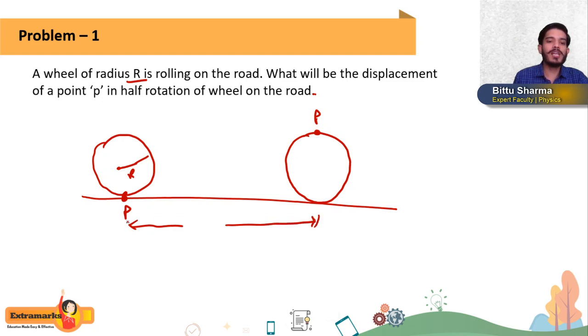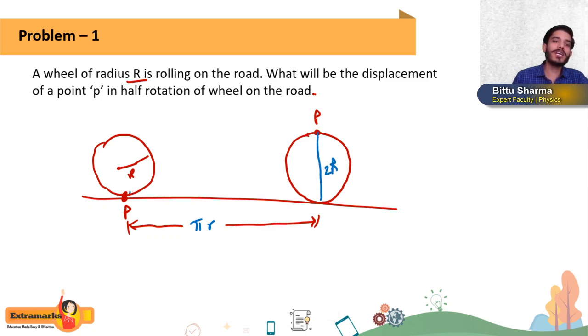Students, if the wheel is just completing one entire rotation, then the distance covered by the wheel will be equal to the circumference of the wheel. Yes or no? But here it is half of the rotation, so the distance will also be half the circumference, which is pi r, and this other distance we know will be 2r.